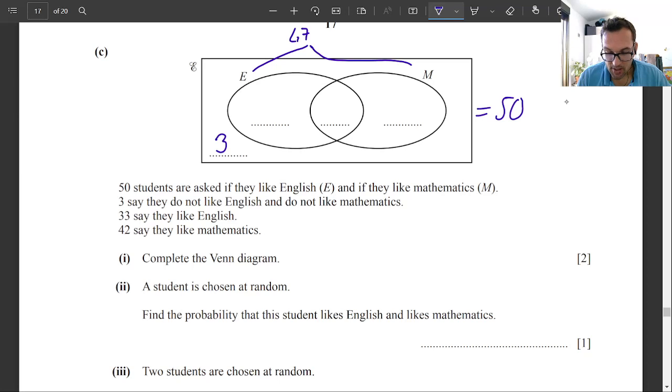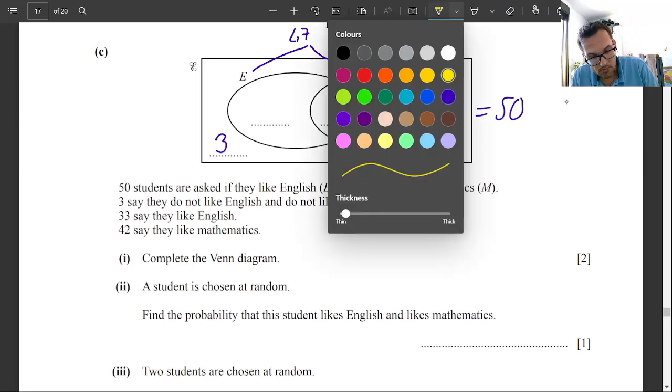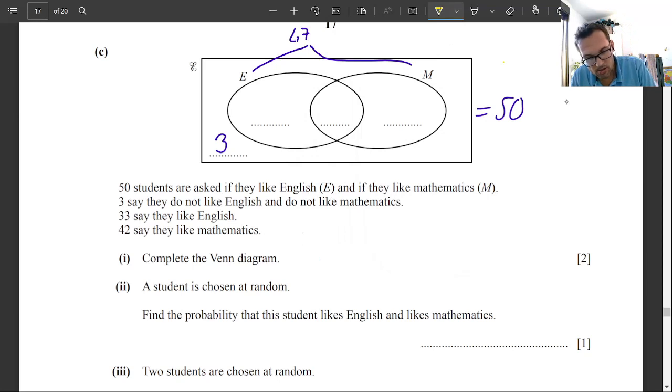33 say they like English. Now, of that 33, we don't know yet which of them like math. So I'm going to put this 33 there. It's not part of my answer. I'm going to rub it out later. But we know in that whole oval, there should be 33.